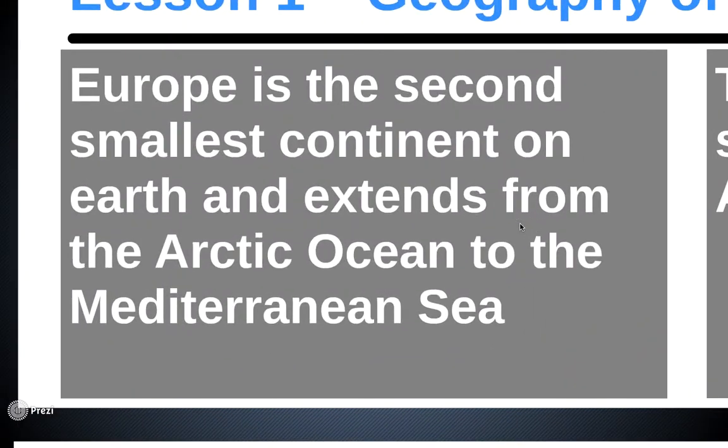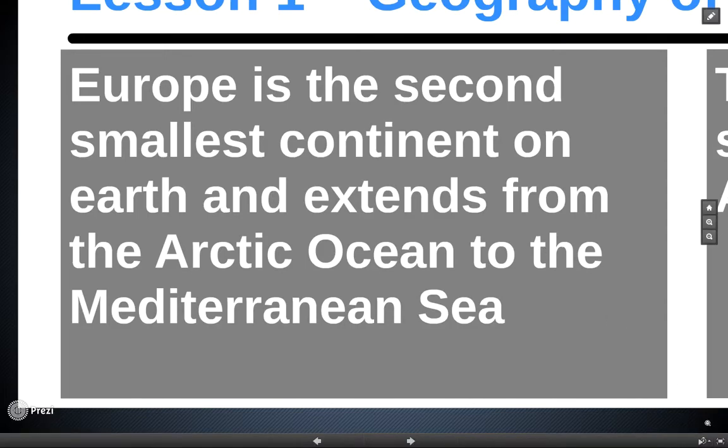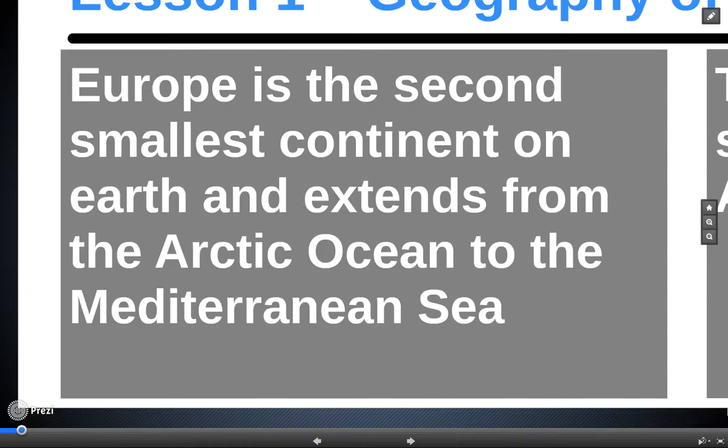Europe is the second smallest continent on Earth and extends from the Arctic Ocean to the Mediterranean Sea. The only smaller continent outside of Europe is Australia. Every other continent is a lot bigger.